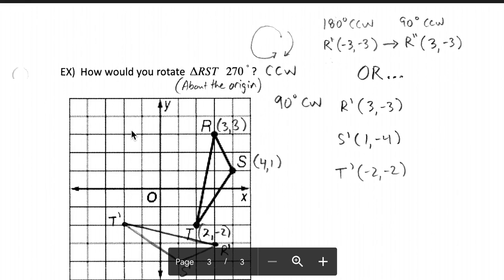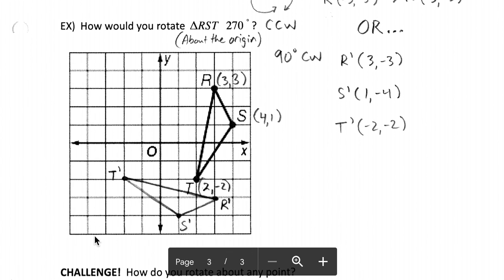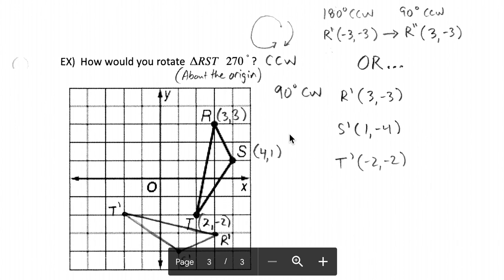We could go 90 degrees counterclockwise again, twice. And then for a third time, transform those coordinates 90 degrees counterclockwise one more time to get to 270 total degrees. That would probably be the least efficient way to do it, but it works. You could definitely do it that way. We could also maybe cheat a little bit and do it in 2 steps. We could rotate 180 degrees counterclockwise, and then rotate one more 90 degree counterclockwise rotation to get up to 270. That would also work.